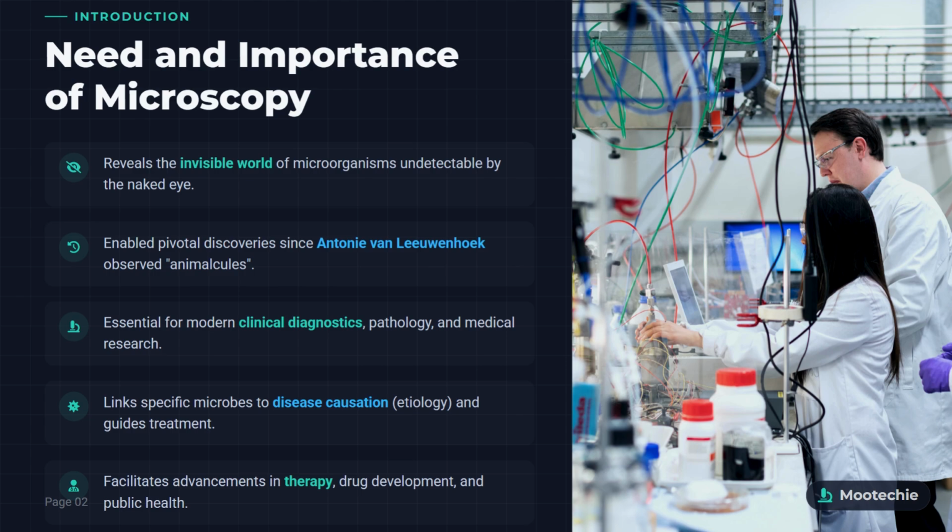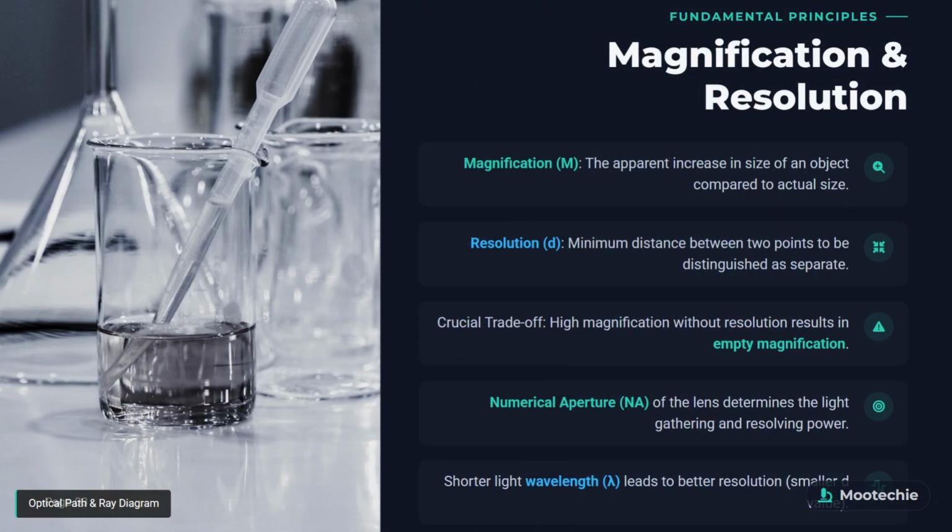Moving on to the core concepts. This slide explains the fundamental principles that make microscopy work: magnification and resolution. Magnification, abbreviated as M, is the apparent increase in size of an object compared to its actual size. Think of it like zooming in on a picture on your phone. It gets bigger. Resolution, often noted as D, is the minimum distance between 2 points that can still be distinguished as separate. This is about clarity.